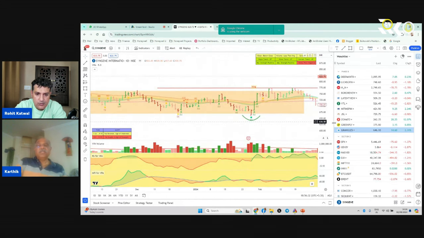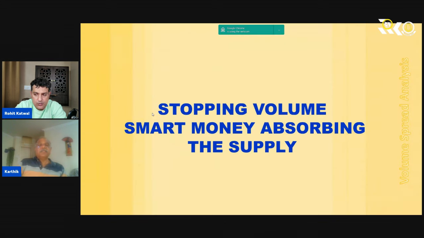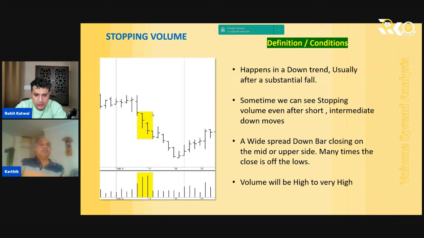So we look at stopping volume now. It's again the same smart money absorbing the supply. It happens in a downtrend, usually after a substantial fall. Sometimes we can see stopping volume even after short intermediate down moves. It is a widespread down bar closing on the mid or even the upper side. A selling climax closes on the lower side, but this you would normally find closing on the mid or upper side.